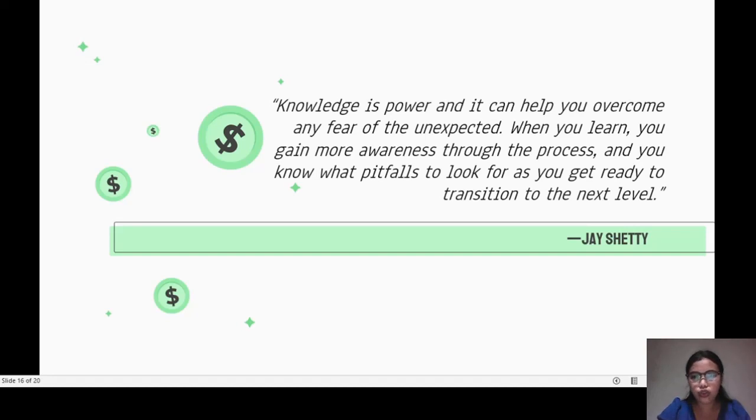So also, according to him, we know what pitfalls to look for. So these are like when you encounter an issue and you map out the things that could happen, and you look out for the bad things that could happen. You don't take the path that might possibly lead you to something that is not good. So you learn how to escape them or you learn how to solve them. So that is also helpful for you to transition to the next level.